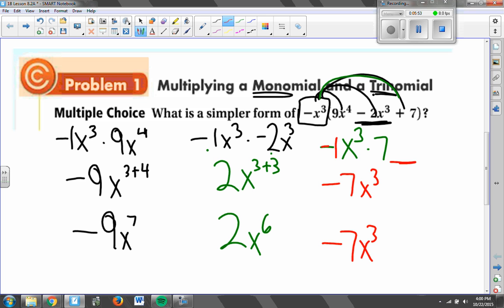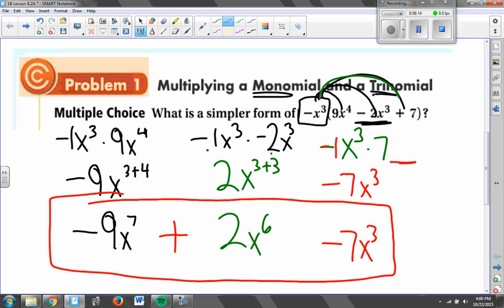So to finalize this answer, when we do the distributive property here, we have simplified this down to negative 9x to the 7th plus 2x to the 6th minus 7x to the third. So this guy right here is our simplified version. That's just the distributive property that's a little bit more complicated and has 3 pieces in the parentheses instead of just 2.